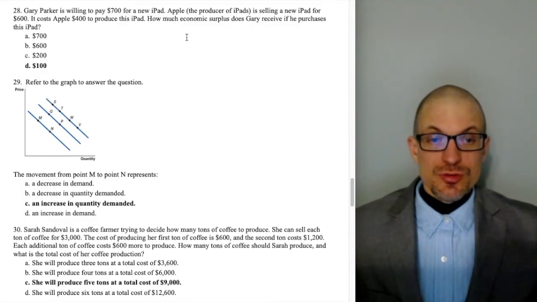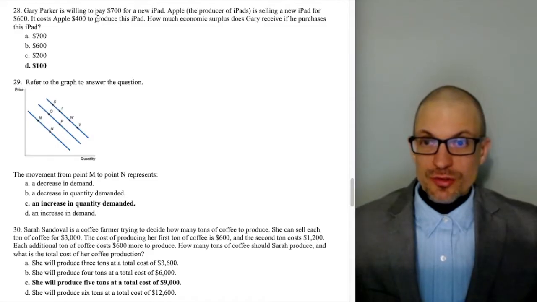What's the surplus to Apple, or the profit? So it's going to be the $600 minus $400, or $200.